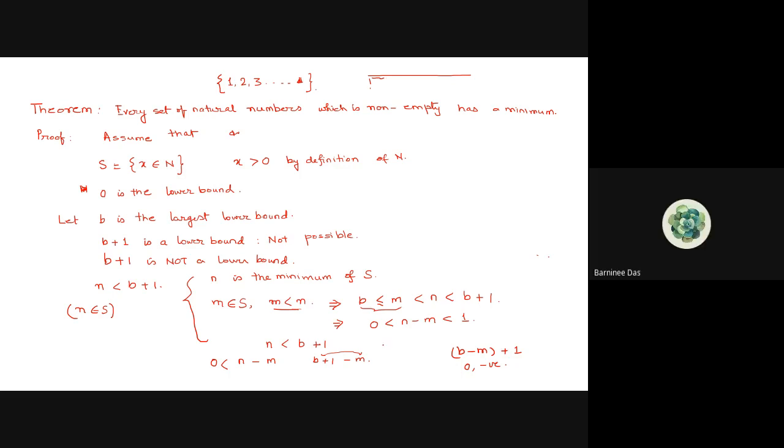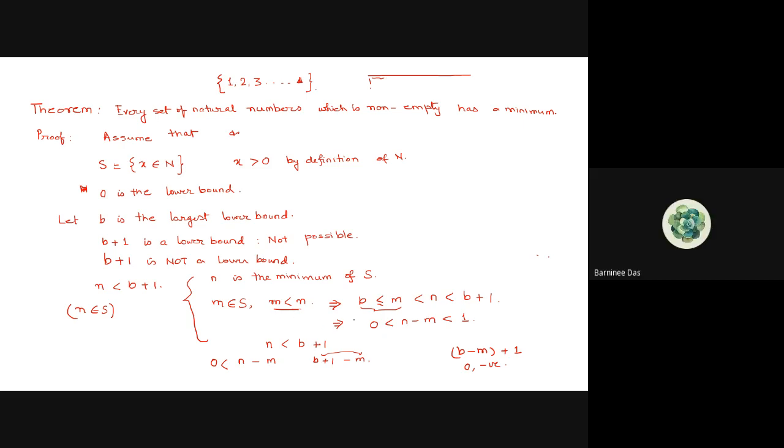Here it is given that n is less than b plus 1. Then if we subtract m from both sides, n minus m is less than b plus 1 minus m. Again, m is greater than or equal to b. Therefore, n minus m will be less than b plus 1 minus b. So n minus m will be less than 1. Okay, so you have solved it yourself. Yes, sir. And 0 is less than n minus m, that is given from m is less than n.